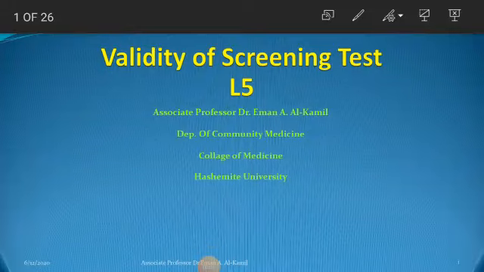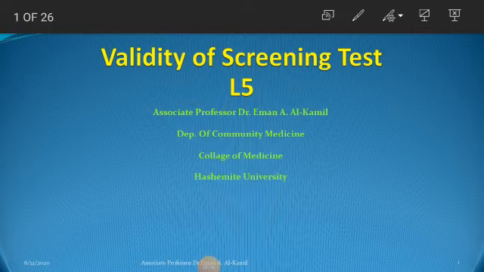In this lecture, we are going to discuss the validity of a screening test. In the previous lectures, we have already mentioned screening and secondary prevention. Secondary prevention means the detection of the subclinical cases and the intervention in order to prevent the progression of the disease. The subclinical cases are the cases where they have no signs and symptoms.